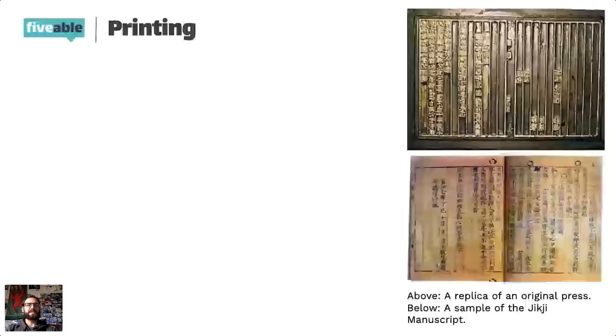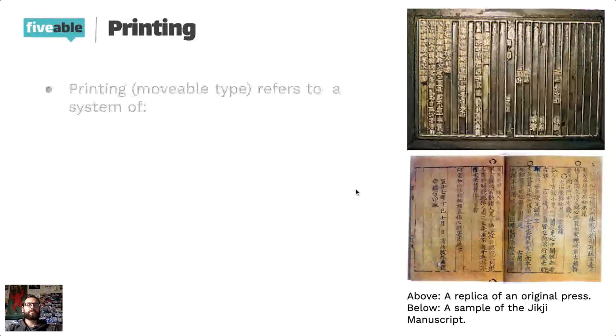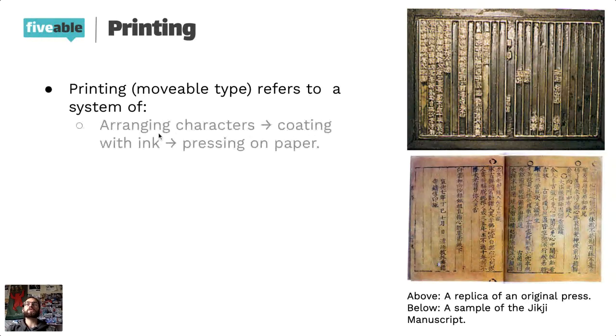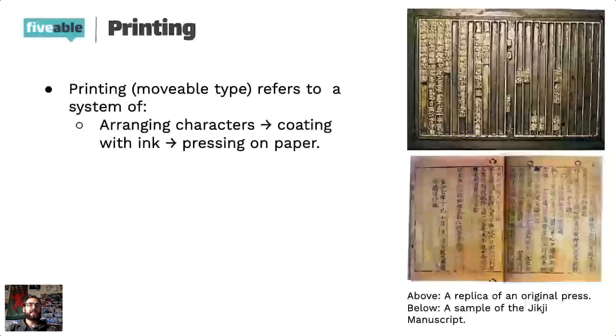Printing was a really big deal because printing was the first time that it would be really easy to make books. Now, when I say printing, what am I referring to? I'm referring to a process that involves arranging a set of characters, coating those characters with ink, and then pressing them onto something to be read off of, like paper, right?